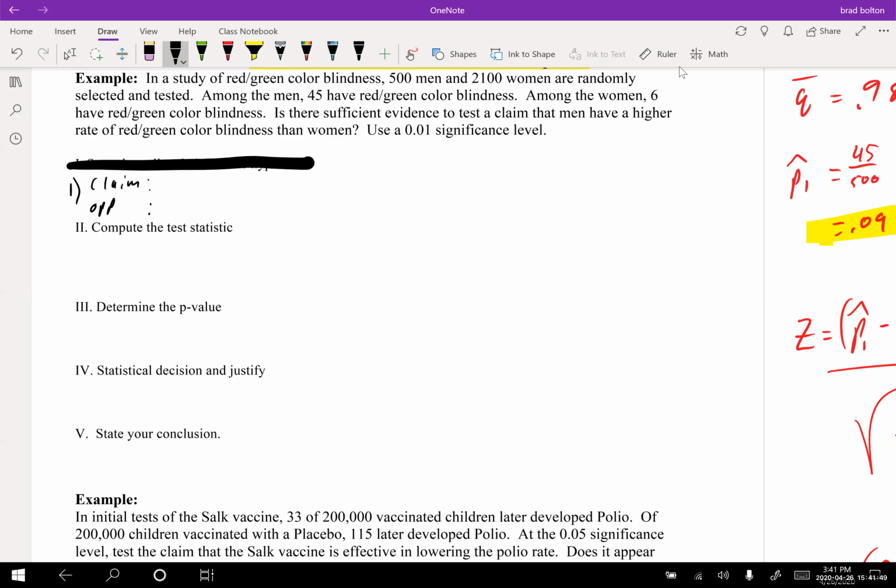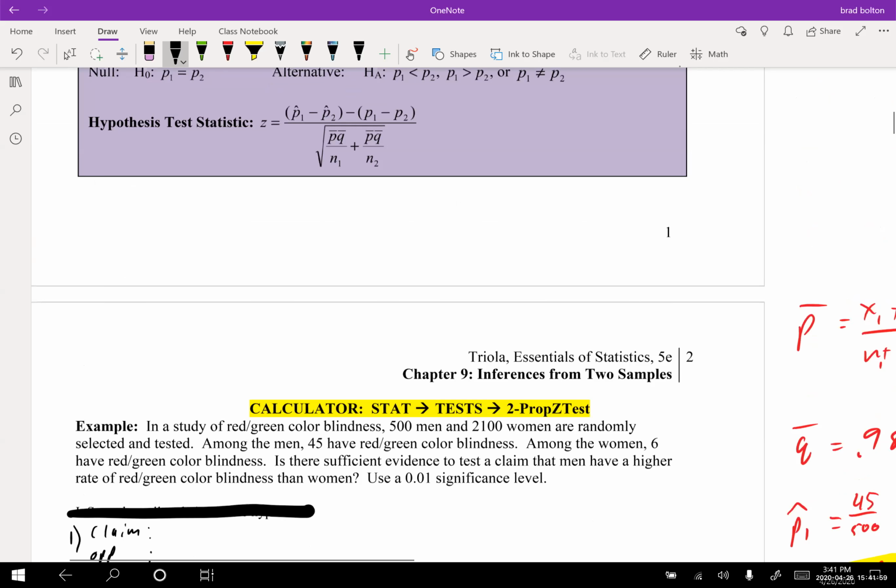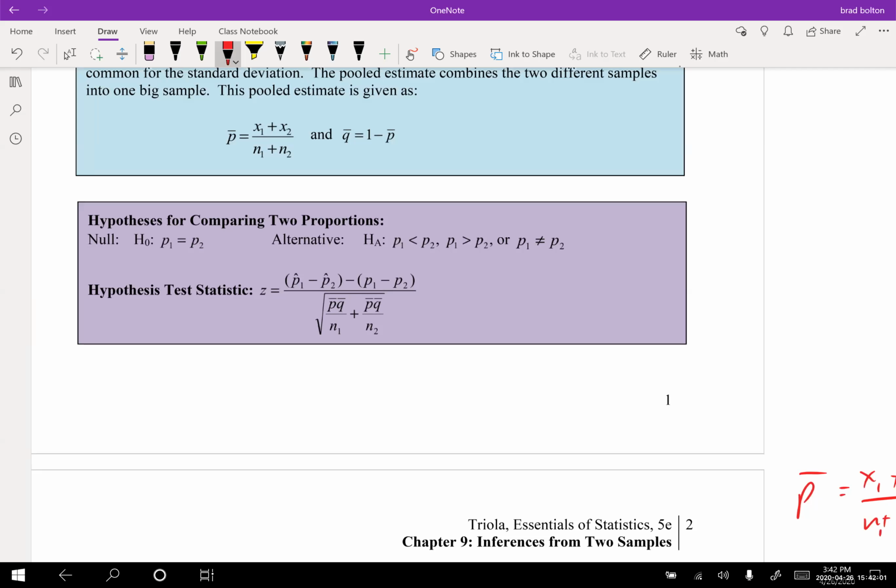Hold on one second. Let me get the right stuff. Oops. So right here, this is what's important for us. This is what the null will look like, and this is what the alternate will look like.